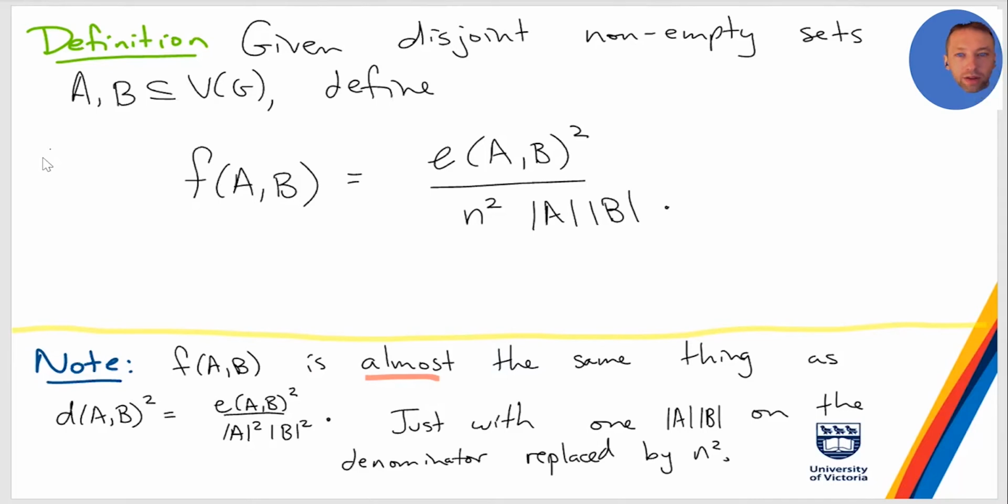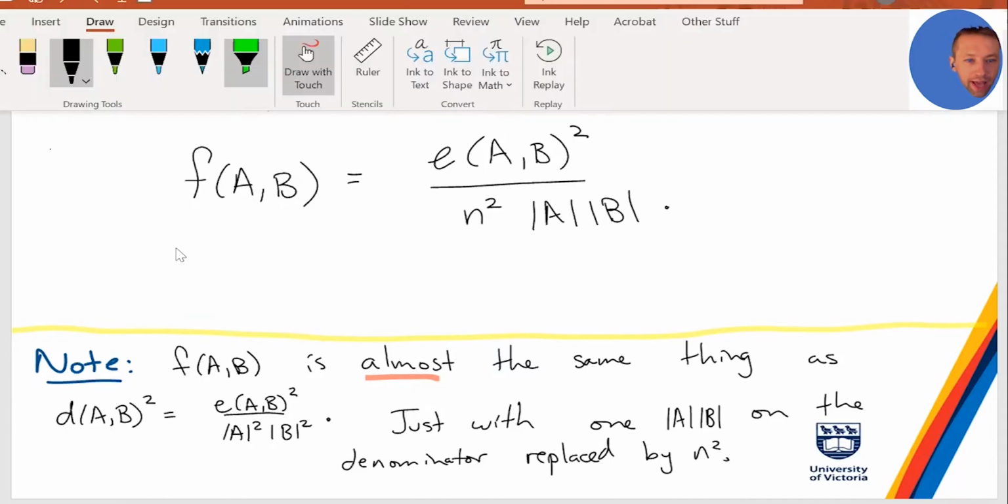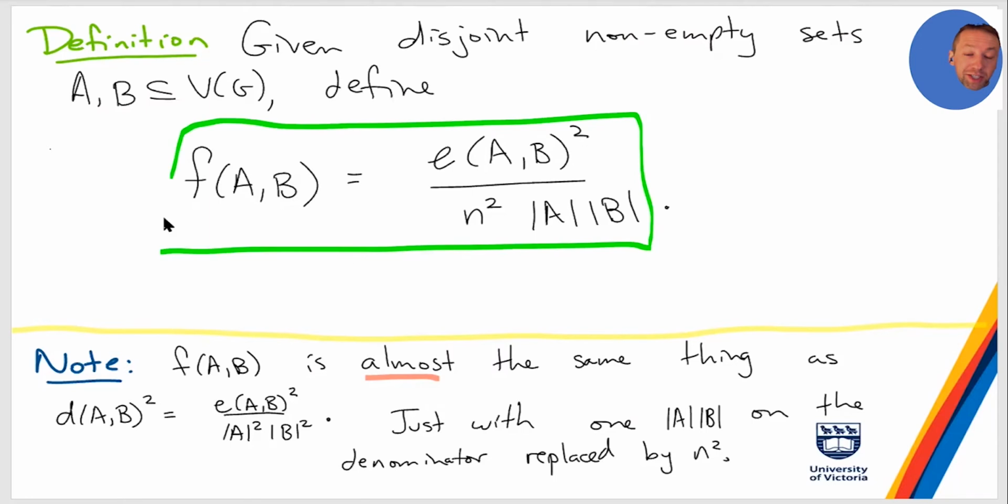So suppose I have disjoint non-empty sets A and B. I'm going to define f(A,B) to be this. Take the number of edges from A to B, square it for whatever reason, and then, again for whatever reason, divide it by n squared times the size of A times the size of B. Now, remember the density from A to B. This has some of the same common elements. The density was the number of edges over |A| times |B|. So f(A,B) is kind of like squaring the density, but the difference is this n squared on the bottom.